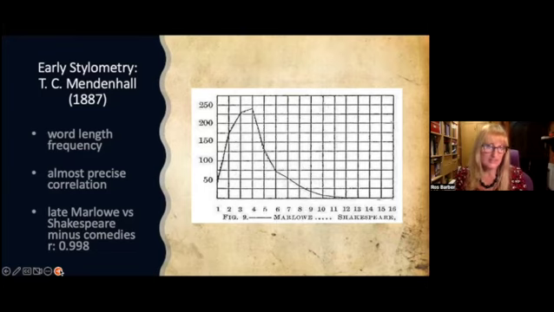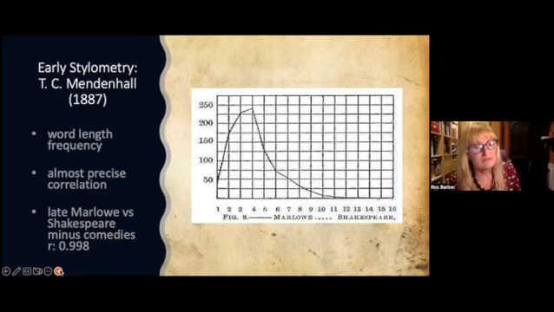You can't really see it on this reproduction of a graph, but that's two lines there. There's a solid line and a dotted line. One is Marlowe, one is Shakespeare. The dotted line is Shakespeare, and they completely overlay each other. There's hardly any mismatch at all. There's an almost precise correlation.